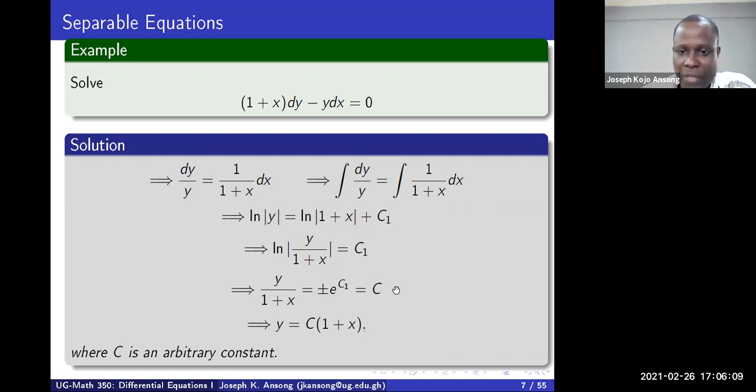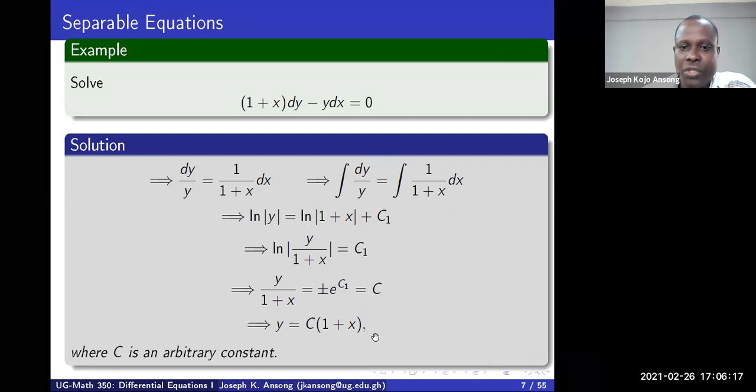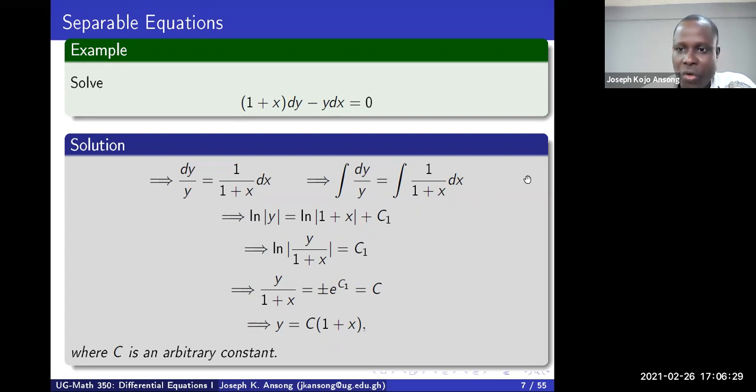All of this is now, let's call it some constant c. So y is equal to c multiplied by 1 plus x, as a solution, where c here is now an arbitrary constant, not just positive or negative. It's any arbitrary constant, because note that over here, we need a condition that y is not equal to 0 in order to solve that. But in actual fact, y equals 0 is a solution to this, right? If you plug in y equals 0 here, this is 0, this is also 0. So the left-hand side is equal to the right-hand side. So y equals 0 is actually a solution.